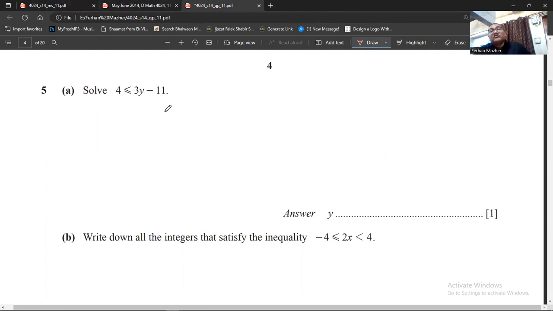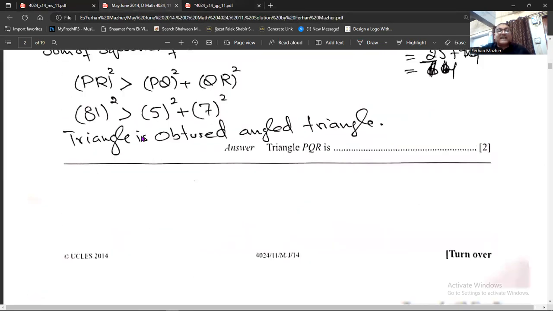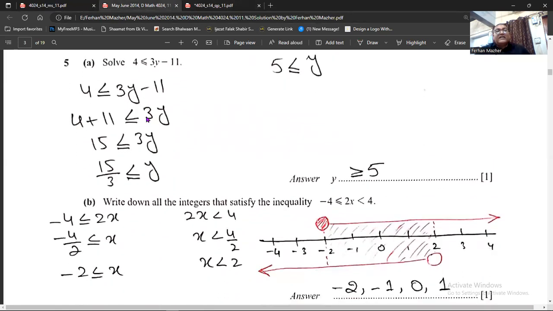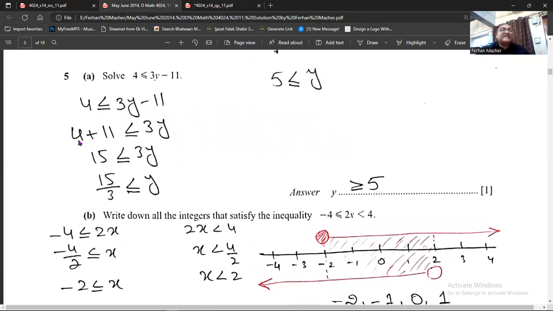Y is less than or equal to 3y minus 11. Very simple. Take this minus 11 to the other side. And here we go. Take this minus y to the other side. You will have 4 plus 11 less than or equal to 3y. 15 less than or equal to 3y.